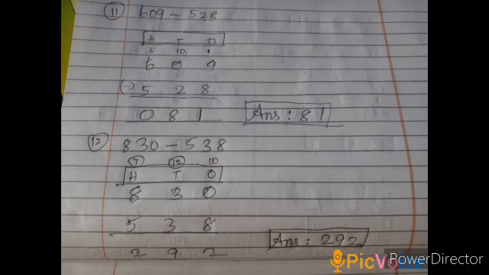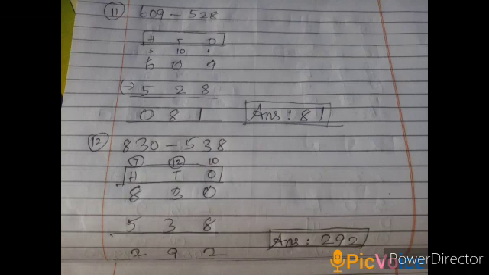9 minus 8, it is 1. Next one is 0 minus 2. It's not possible. Get the borrow from hundreds place number. We have 6 there. 6 minus 1, it is 5. So the tens place number becomes 10. 10 minus 2, it is 8. Next, hundreds place number. 5 minus 5 is 0. The answer will be 81.